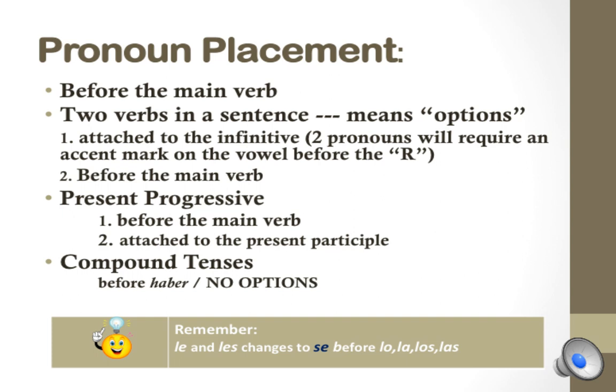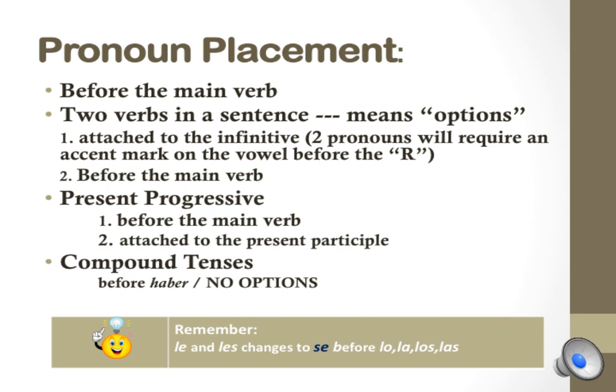The pronoun placement, when you're working with either one pronoun or two, the rule is the same. It always goes before the main verb of a sentence. However, if you have two verbs in a sentence, then you have options. Option 1 would be to attach it to the infinitive. Option 2 is just simply before the main verb.